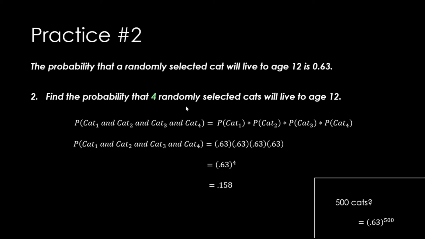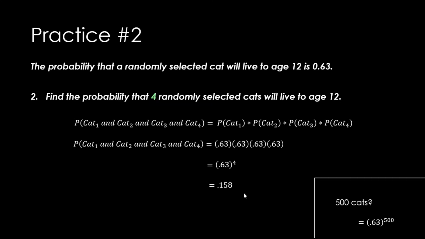Find the probability that 4 randomly selected cats will live to age 12. This problem is similar to the last one, except now we have 4 cats. The cats are still independent, so the multiplication rule still applies. We can still just multiply their independent probabilities. So again, the probability for each cat is the same, 0.63. So our equation becomes probability of cat 1 and cat 2 and cat 3 and cat 4 is equal to 0.63 times 0.63 times 0.63 times 0.63, which is equal to 0.63 to the fourth, which simplifies to 0.158.